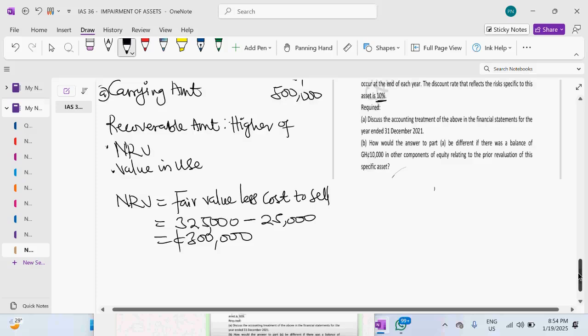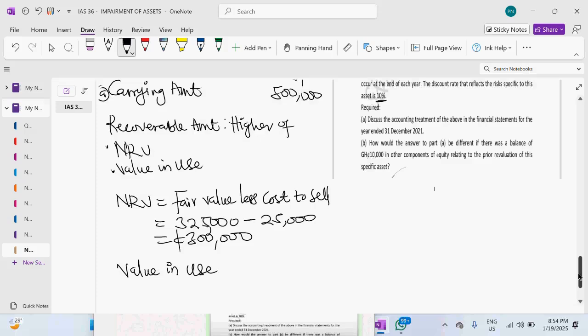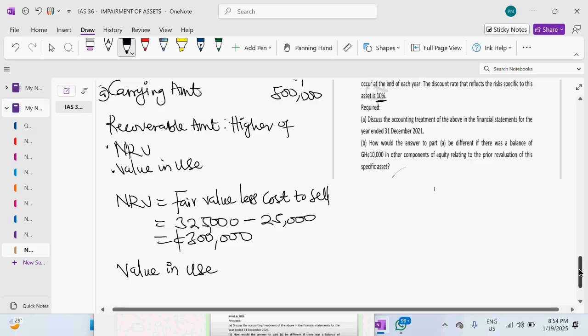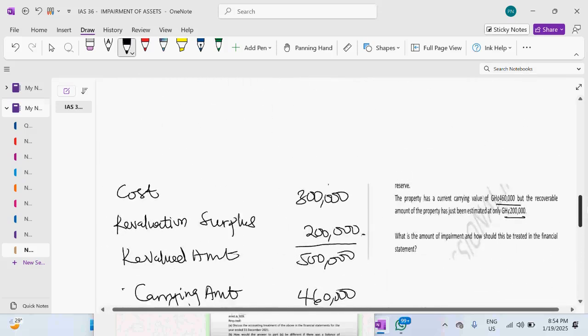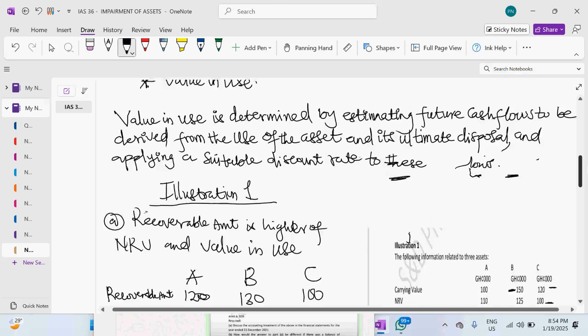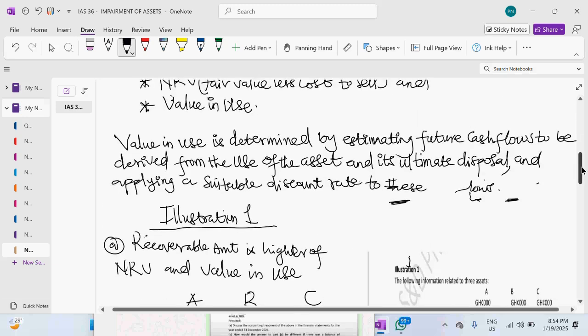So now we are done with the net realizable value, and we look for the value in use. What did we say the value in use is? We said that the value in use is determined by estimating future cash flows. The cash flows can be inflows or outflows, derived from the use of the asset, and also applying a suitable discount rate.